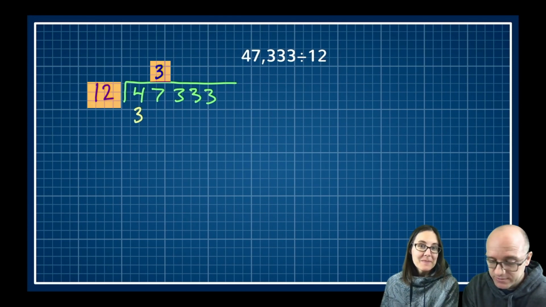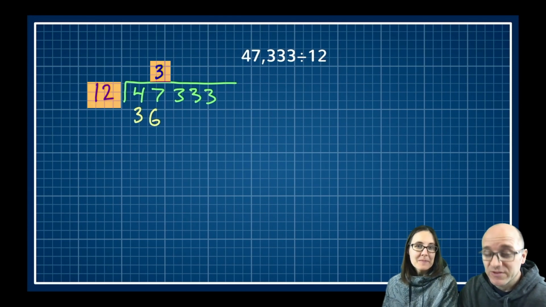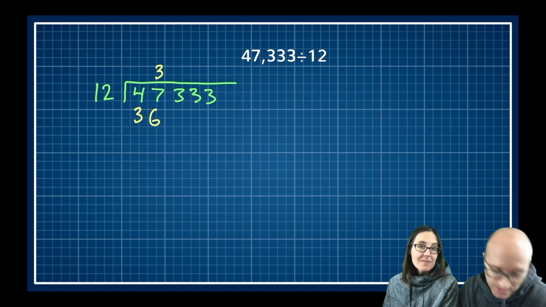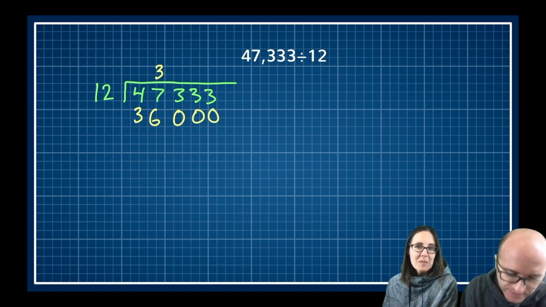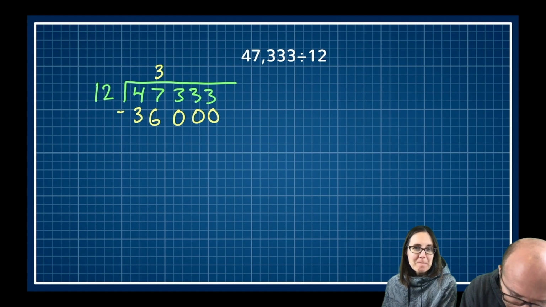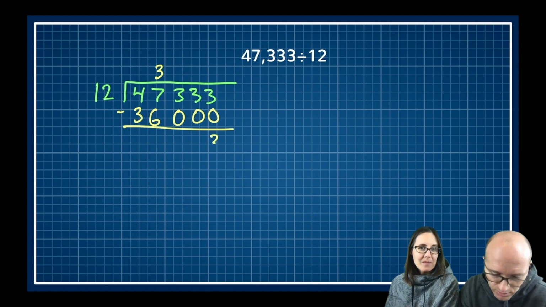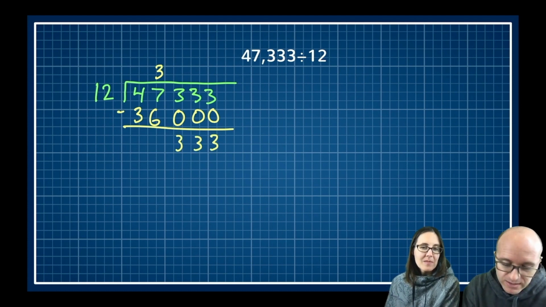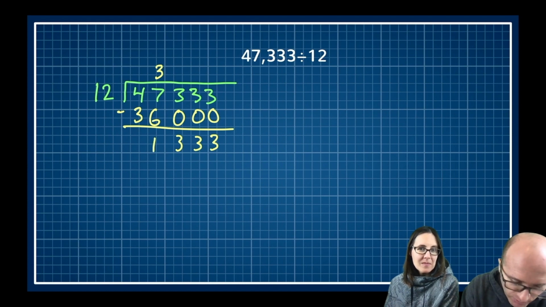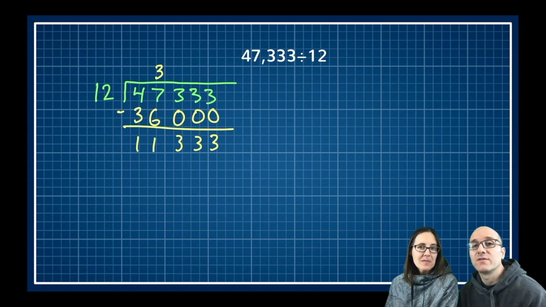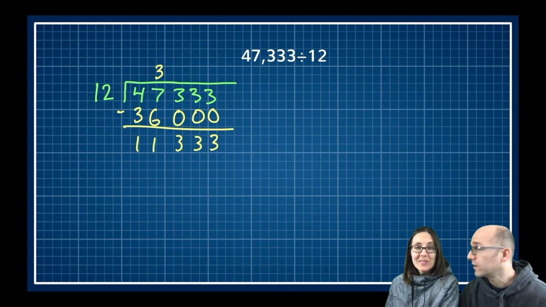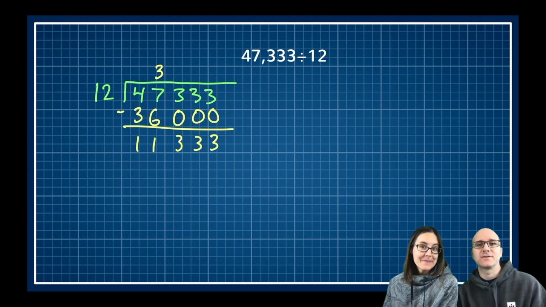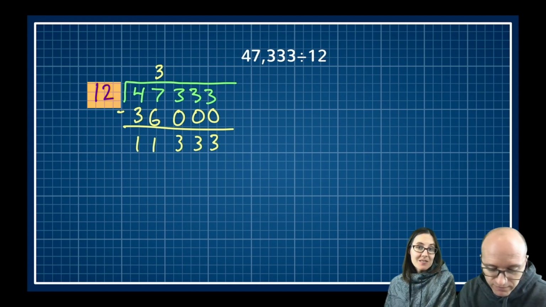Absolutely. 3 times 12, 36. But this is really not 3 times 12, it's 3,000 times 12. So yeah, we'll go ahead and put some zeros in there. We'll subtract. And when we do, 3, 3, 3, 7 minus 6 is 1, 4 minus 3 is 1. Ooh, 11,333 left over. That's a cool number. Yes, it is. Okay. Well, 12 goes into that.